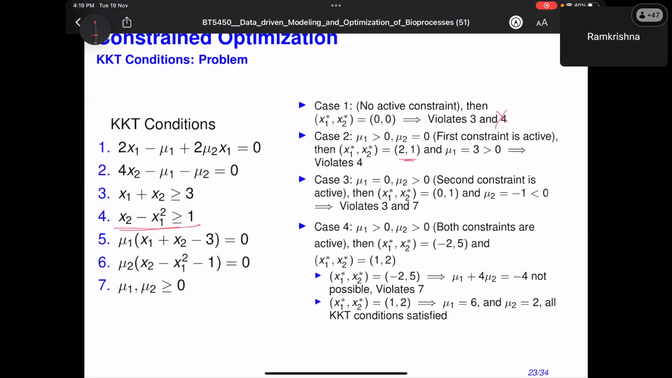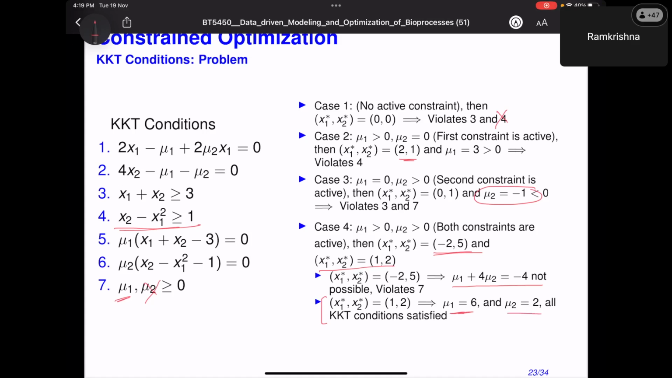You can just check with these 2 points. Case 3, mu1 is 0, mu2 greater than or equal to 0. I get something like this, which violates 3 and 7. Case 4, where both constraints are active, then x1 star, x2 star is -2 and 5, and this one. Now we'll check for each of those points. For the first point, I have mu1 plus 4, mu2 is this, goes here. The only condition that is now satisfied is x1 star, x2 star is 1 comma 2, which means mu1 equal to 6, mu2 equal to 2.